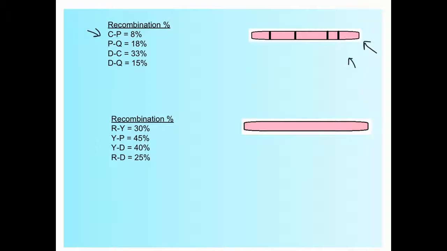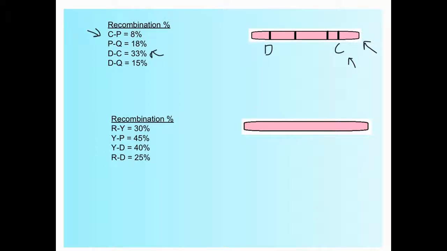Here's the trick. You always start out with the ones that are the furthest apart. D and C get separated from each other 33% of the time. So since they get cut away from each other the most often, 33% is the biggest number there, we know that they are the farthest away from each other because they get separated from each other the most. So we're going to put D out here and we're going to put C right there. Those are the two farthest genes away from each other.